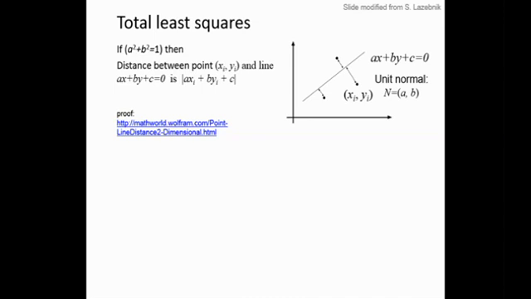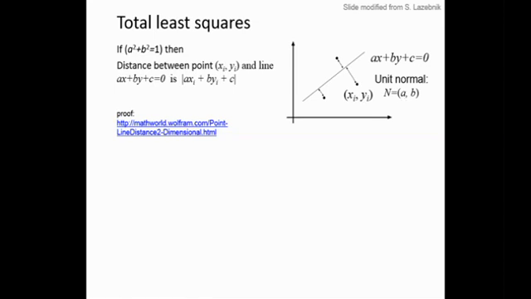So if a squared plus b squared equals 1, then the distance between some point and the line is just the absolute value of axi plus byi plus c. So it's nice that we've got such a simple point to line distance function. Also, what's nice is that the normal is just a and b. There's a variety of other things that are nice about this form that we'll get to once it's more relevant.